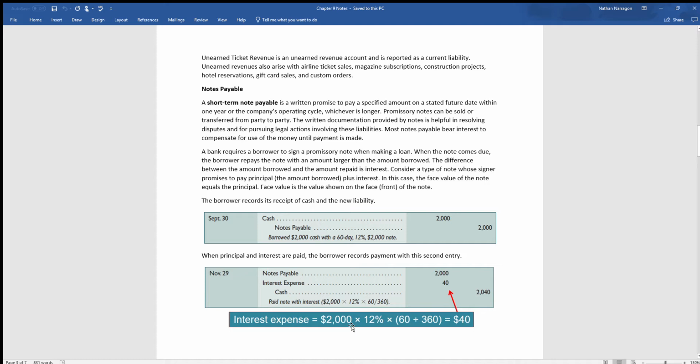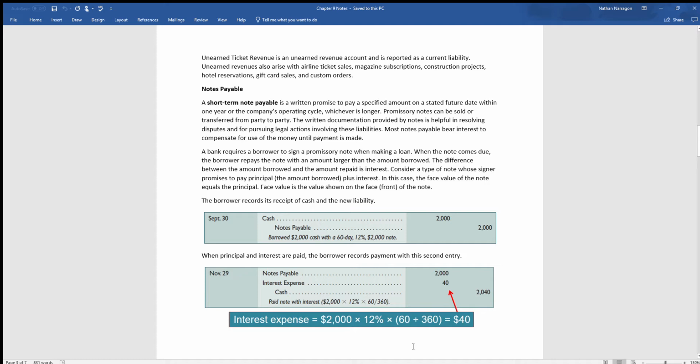If you don't do that, especially if you put it in a calculator, it's going to multiply all three together first: 2,000 times 12 times 60, then divide by 360, and most likely you're not going to come out to the right answer. So always make sure if you're typing in a calculator, either do 60 divided by 360 first and then do the multiplication, or put parentheses around it. Okay?